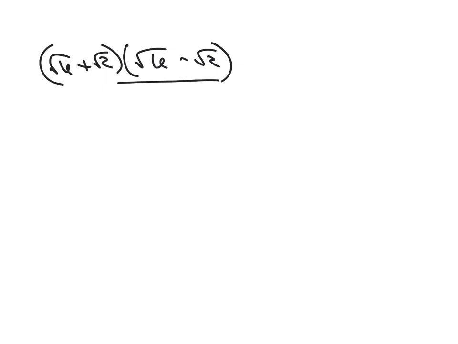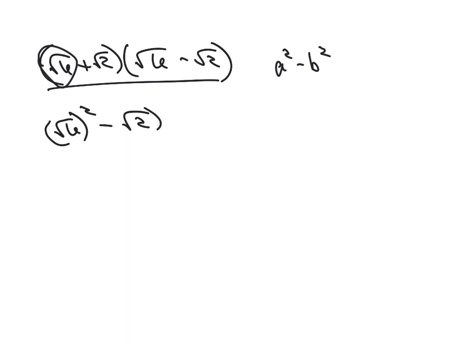All right, so when we have something like this where the first numbers are the same and the second numbers are the same and the difference is a plus and minus sign, we can rewrite this as a squared minus b squared, or the first term squared minus the second term squared. Okay? Square root of 6 squared is just 6. Square root of 2 squared is just 2. So that gives us 4 for our answer.